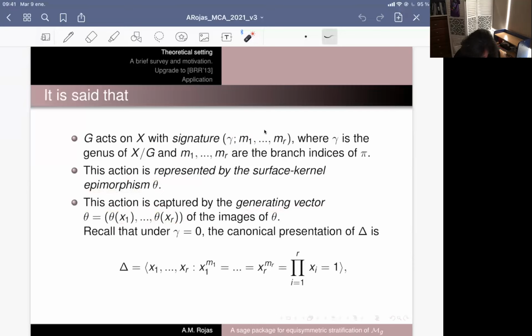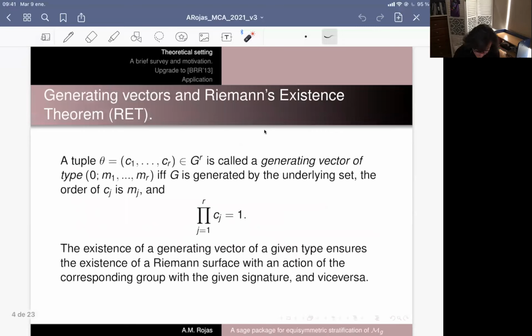We have to recall here that, as we are dealing with an orbit surface of genus 0, the canonical presentation of delta is that one. So there we have this, and the epimorphism theta is captured by the images of the generators. It is a classical theory that generating vectors capture the action.